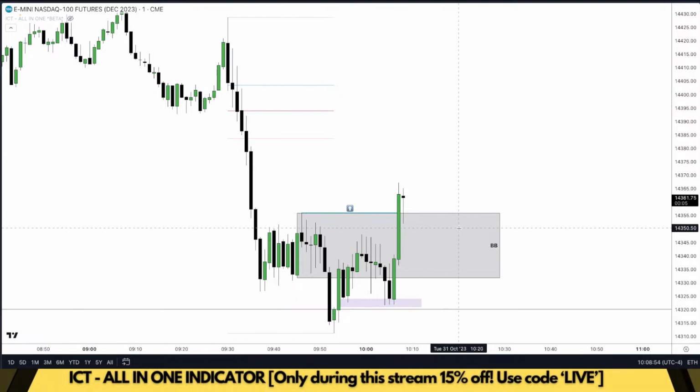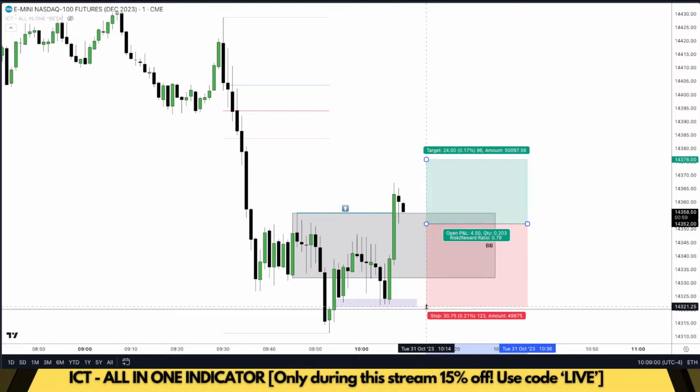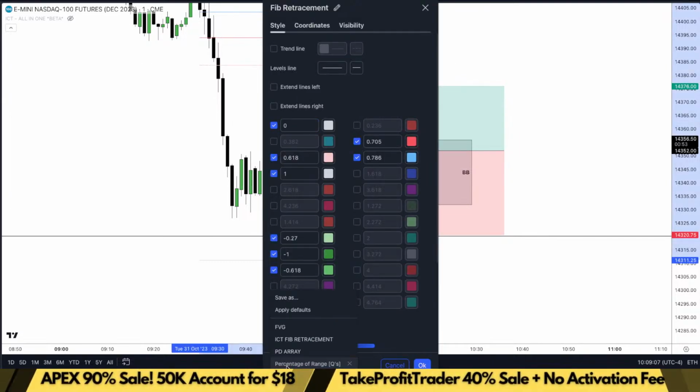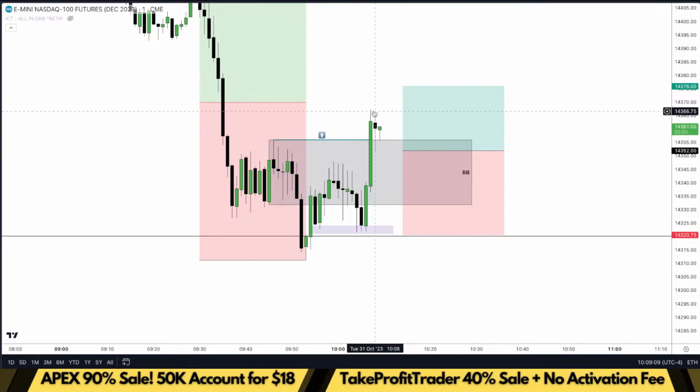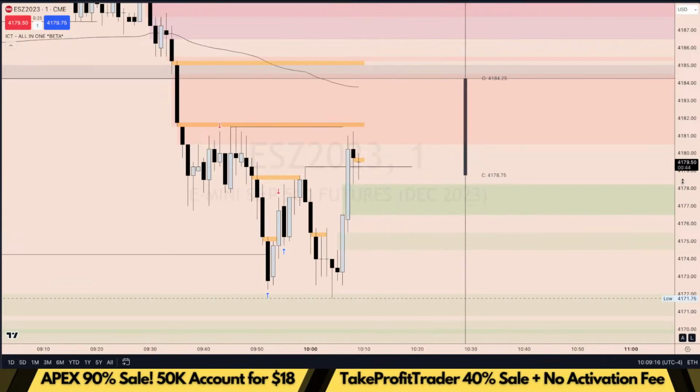So on NQ, if this candle is closing like this, we would have a valid 2022 model. Our stop loss being below this low, targeting, let's use the PD array here, 50%. We almost hit that already. So NQ is a little bit stronger here, while on ES, I would look forward to get an entry down here and down here.